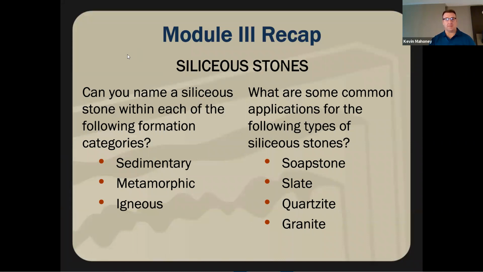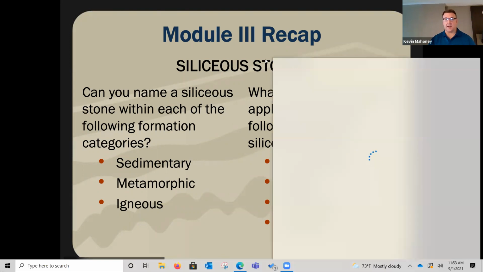And that's module number 3. So can you name a silicious stone from each of the following categories? A silicious sedimentary stone is a sandstone. A silicious metamorphic stone is a slate, a quartzite, a serpentine, or a soapstone. And an igneous silicious stone is granite and basalt. So remember, silicious stones are highly resistant to chemical attacks because there's no calcium in there. So that's your lineup there.